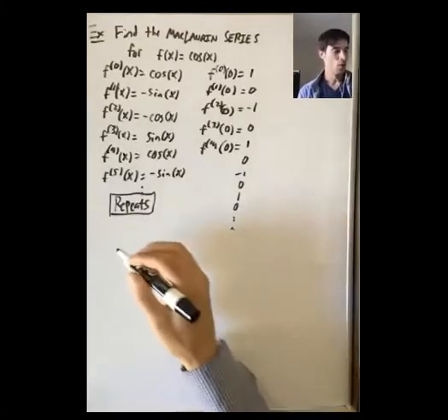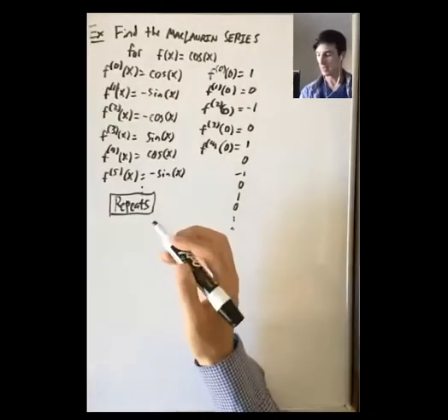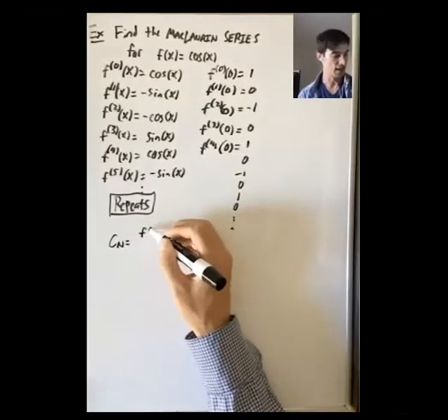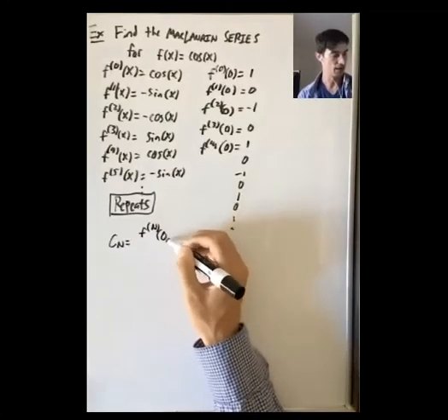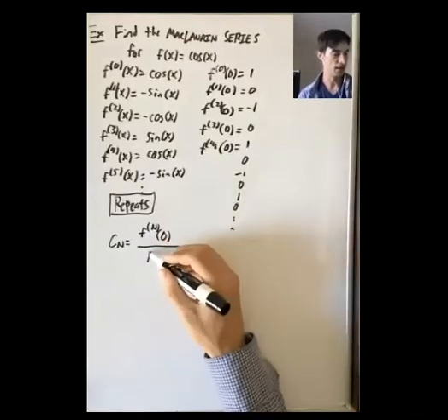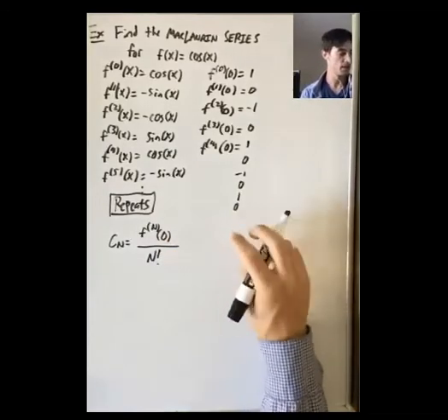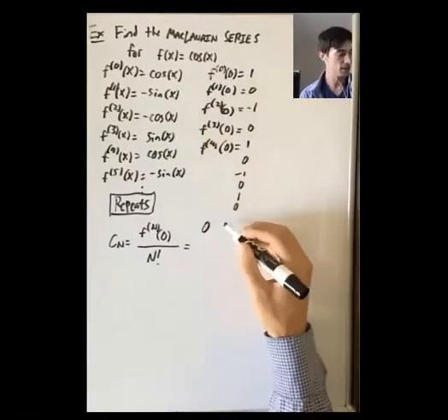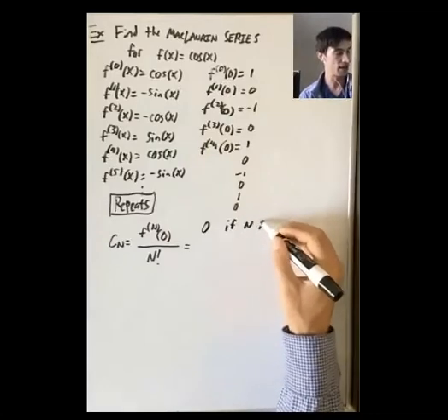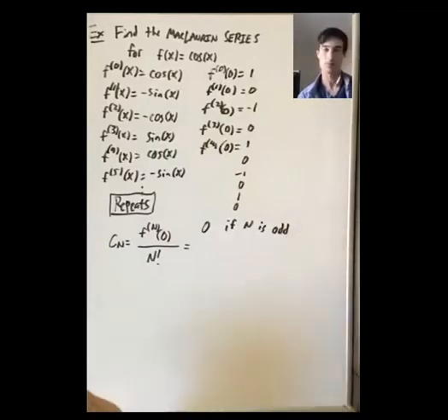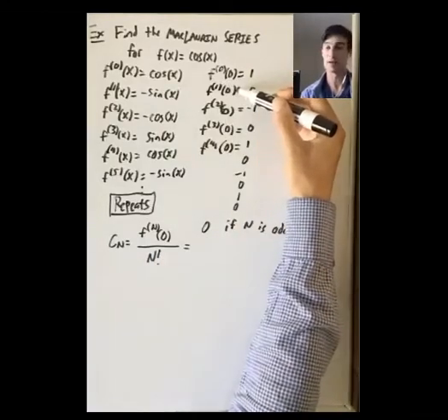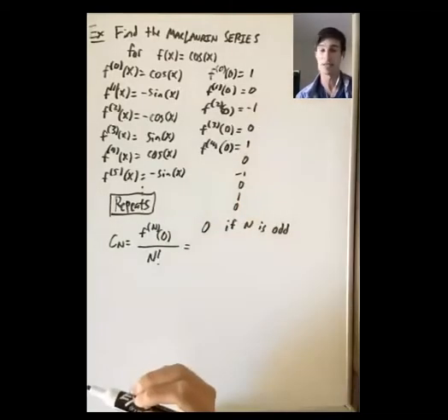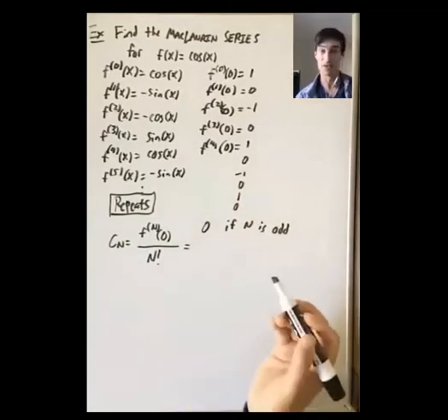So one way to say it is, remember this Cn is Fn evaluated at 0 divided by n factorial. And what is this going to be equal to? Well, in this 4-term cycle, this is going to be 0 if n is odd. Right, the first derivative evaluated at 0 is 0. The third derivative evaluated at 0 is 0. All of the odd terms in the cycle give 0.